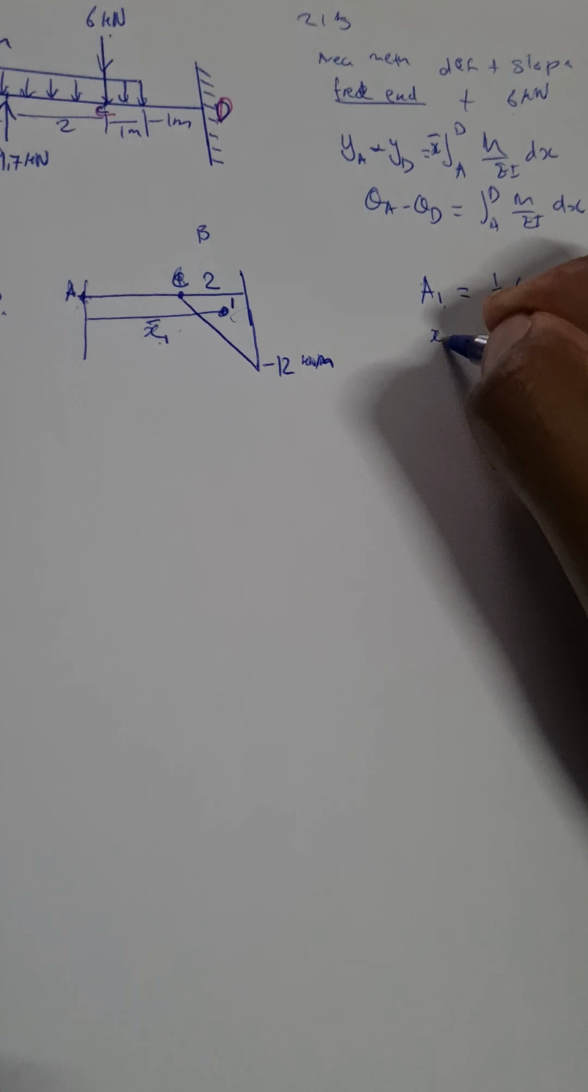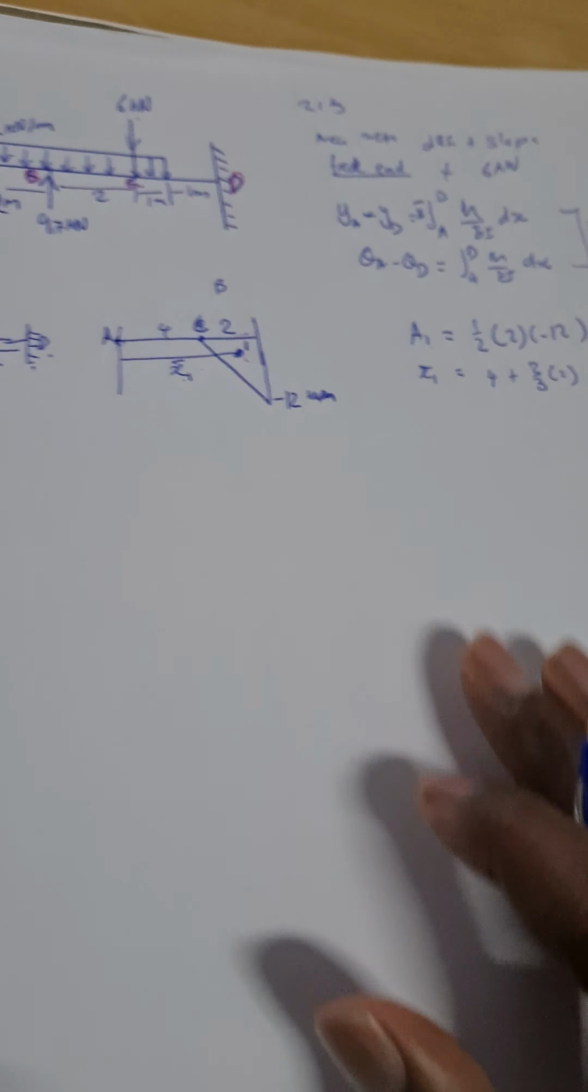So this is my A, and from A you have your x bar 1. Remember, 1 corresponds to 1. So what is my x bar 1? What is the distance here? It's 4. So it's going to be 4 plus, this is a right angle, this is where the triangle begins, so plus 2/3 times 2. Then you get your answer. Then again you continue.